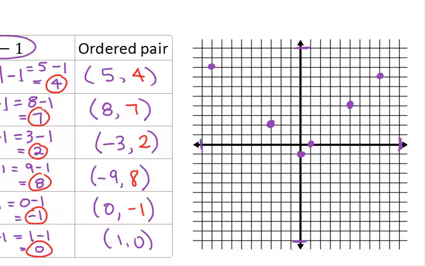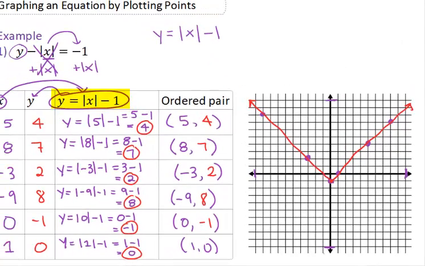So what this graph looks like is it's going to be a V. This point right here is actually the bottom of our V. So it's going to go up here on the left like this, and it's going to go up here on the right like that. So that's what the graph of this equation looks like.